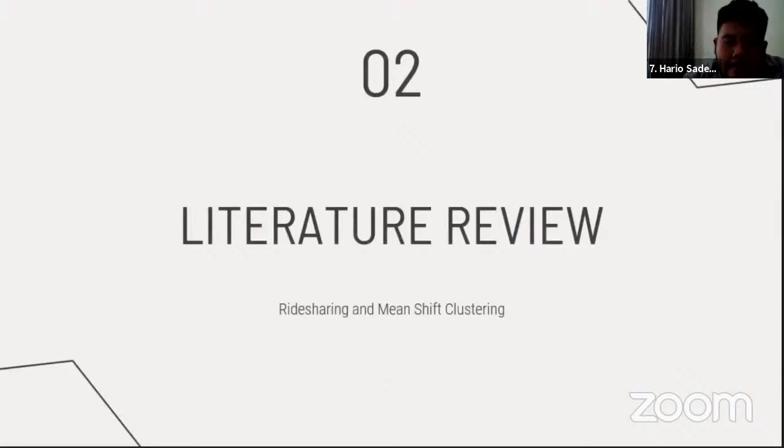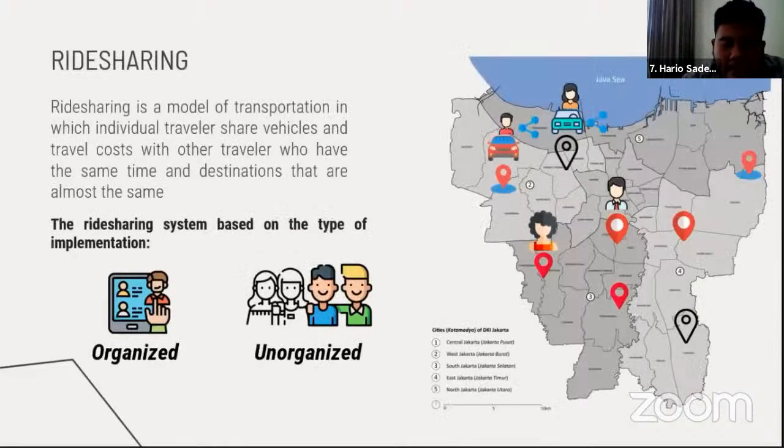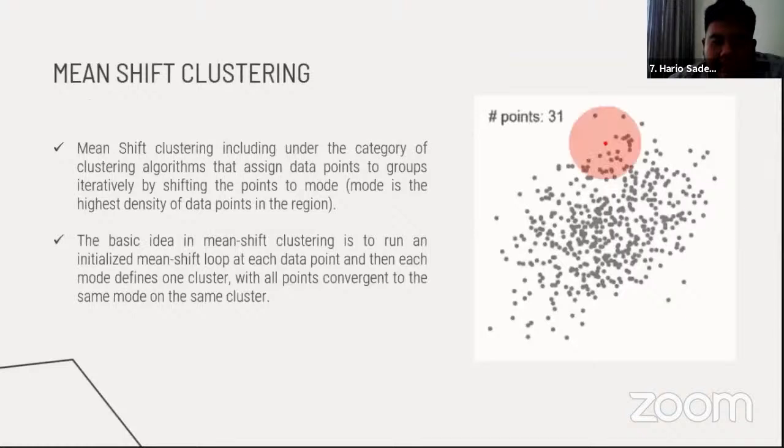Literature review. Ride sharing and mean-shift clustering. Ride sharing is a transportation model in which individual travelers share a vehicle and travel costs with other travelers who have almost the same time and destination. The ride sharing system is based on the type of implementation: first, organized, and second, unorganized.